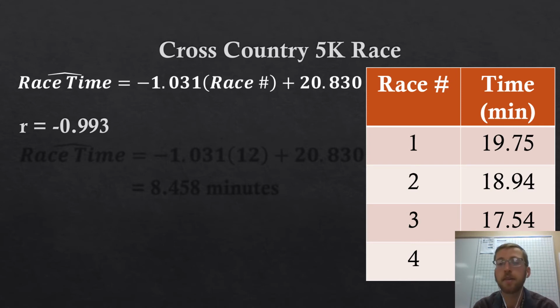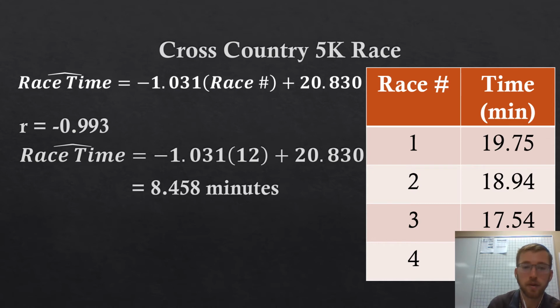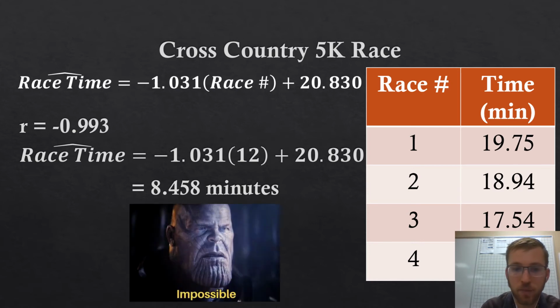Let's say that at the end of the season, that's going to be race number 12 for us. We want to use this linear pattern to determine what our predicted race time is on that 12th and final meet of the season. If we put that in, our race number is 12. We simplify that, and we get a predicted 5K race time of 8.458 minutes. For those who might not be familiar, a 5K is just over 3 miles. So for someone to run that in 8.458 minutes, it is impossible.